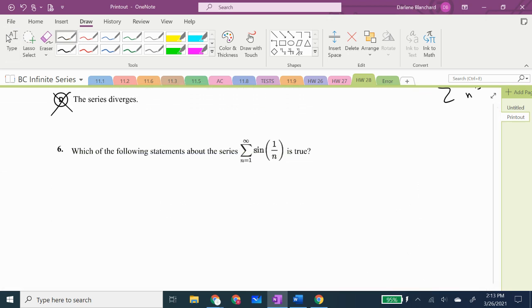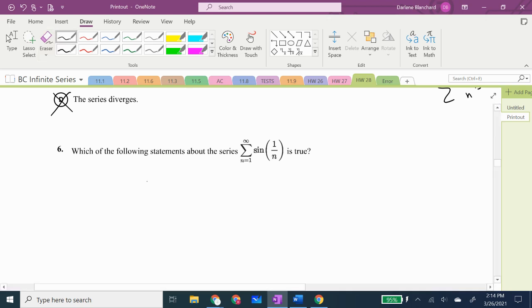If I use the nth term test, I'm looking at the limit as n approaches infinity of the formula itself. And if n is approaching infinity, 1 over n is approaching 0, and the sine of 0 is 0. So that shows that you cannot use the nth term test for divergence. It is inconclusive. Now, the other options were issues with comparing that series to 1 over n or to n.